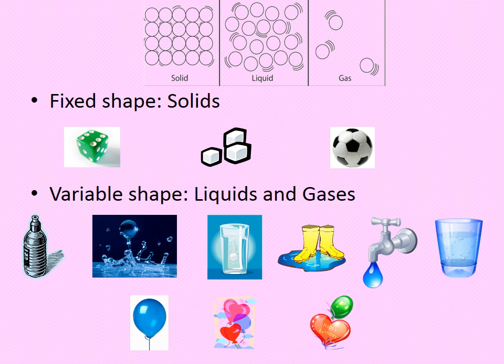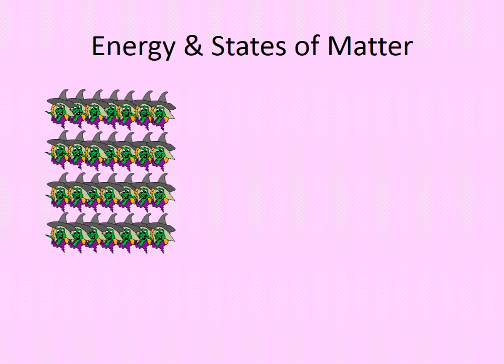So variable shape is for liquids and gases. They will be whatever shape they're contained in.